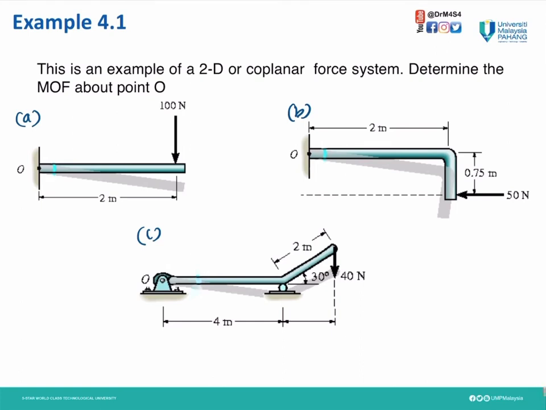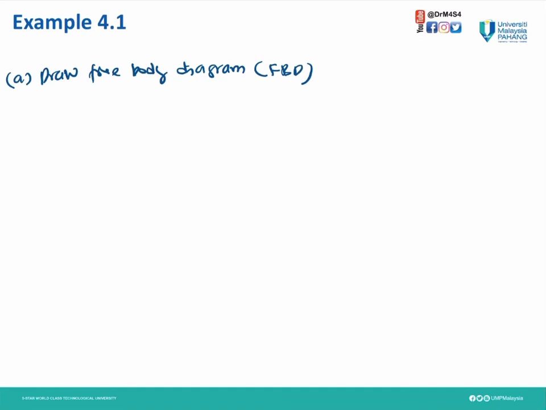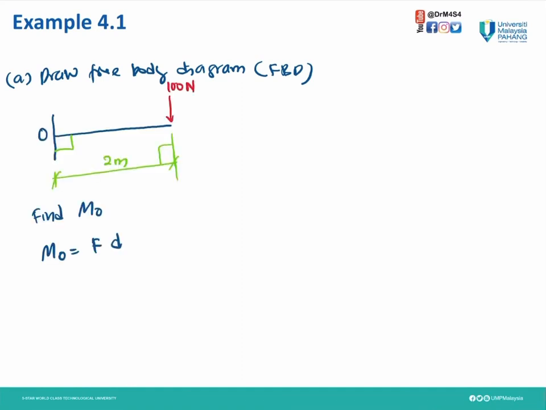Now let's do example 4.1. For this 2D force system, we need to determine the moment about point O. Here is O for case A, here O for case B, and this one O for case C. For case A, we need to draw the free body diagram first. So this is the free body diagram. MO, the moment about O, is force times the perpendicular distance.